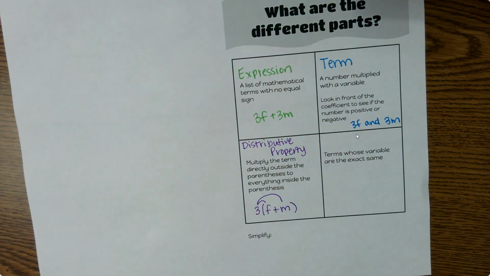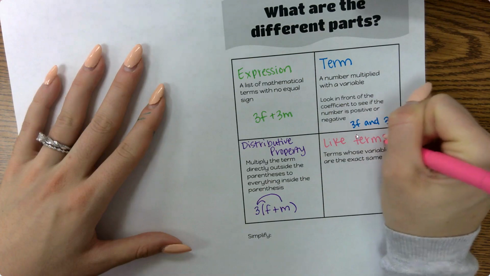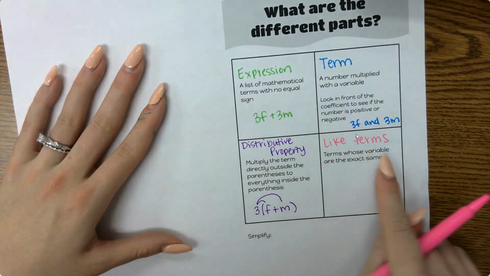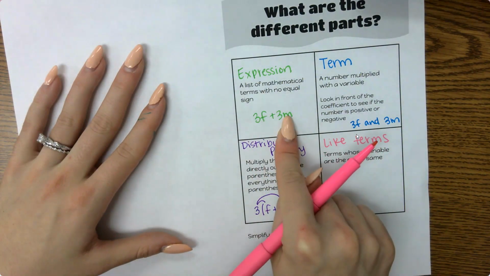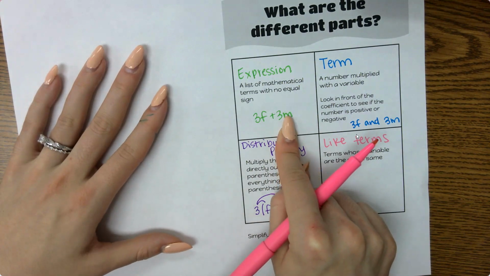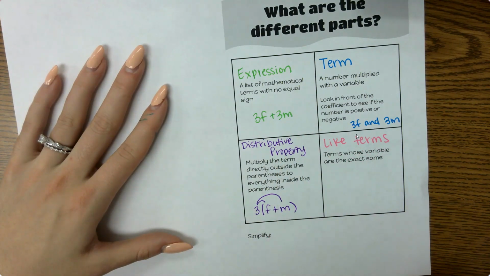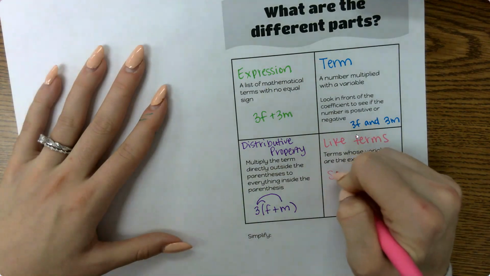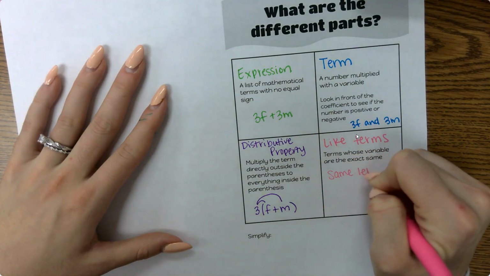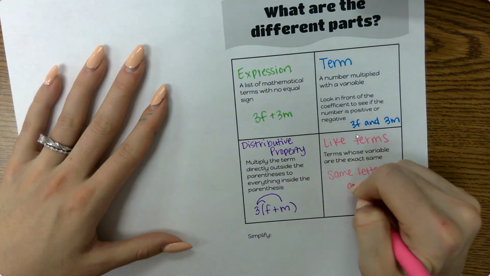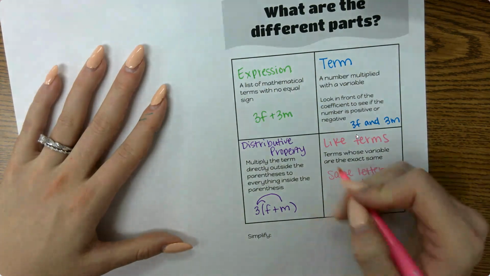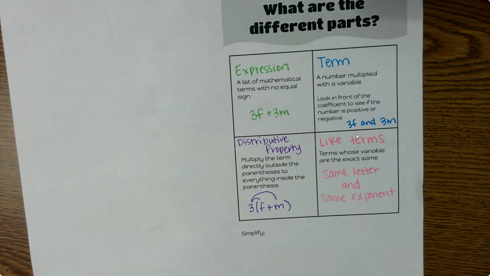Lastly, we're going to talk about like terms. And those are terms whose variables are the exact same. So see how these have different letters? Those would not be considered like terms. In order for something to be a like term, we need the same letter. And in some cases, if there's exponents, we need the same exponent.